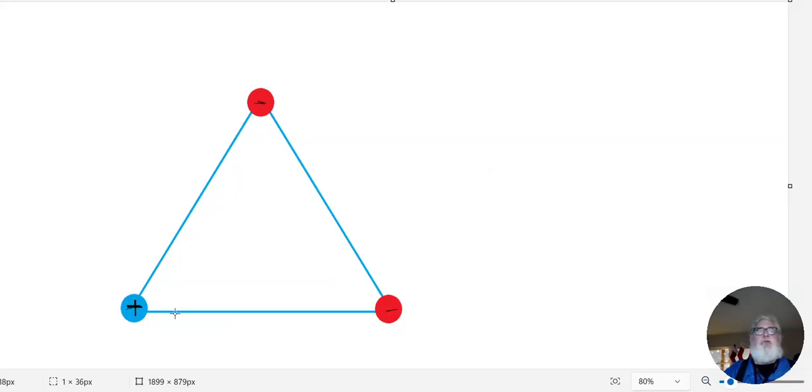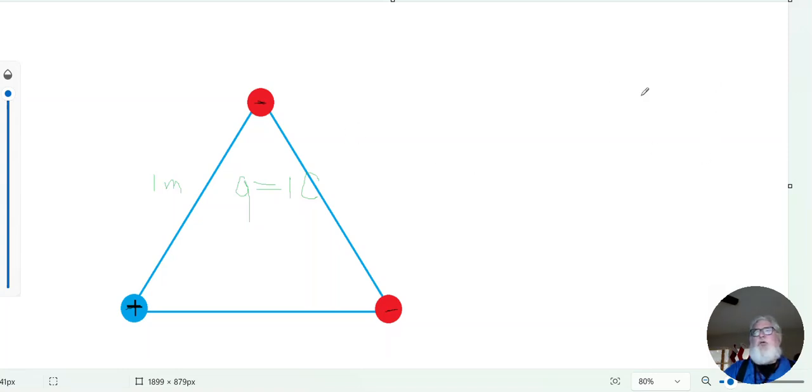This is not the same situation you have. I have an equilateral triangle. We'll call it 1 meter on a side. Here, each of the sides is 1 meter, and each of the charges, irrespective of sign, is 1 coulomb. That should make the math a little bit easier.